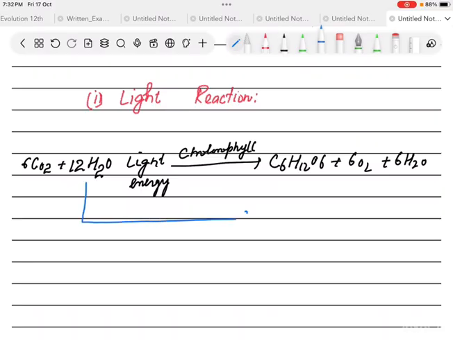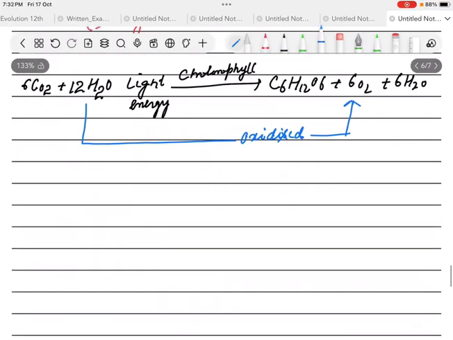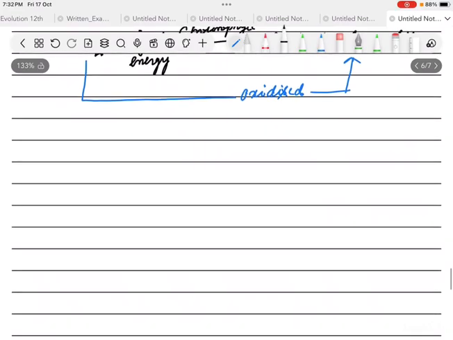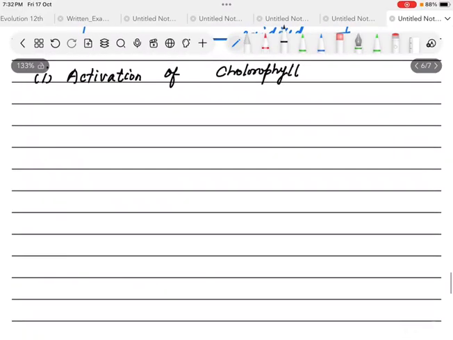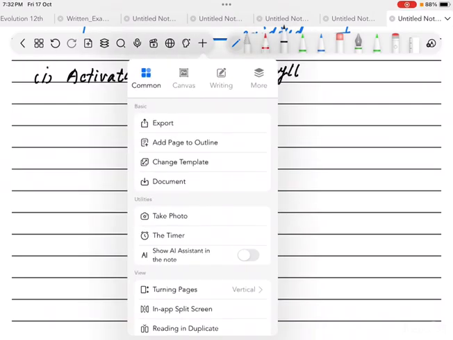Or this water is oxidized. It is oxidized. Fine. This water is oxidized into what? Into oxygen. Fine. During light reaction, the various steps which take place, the first and foremost step, is activation of chlorophyll. Before moving to this, I want to make sure that you know the structure of chloroplast.